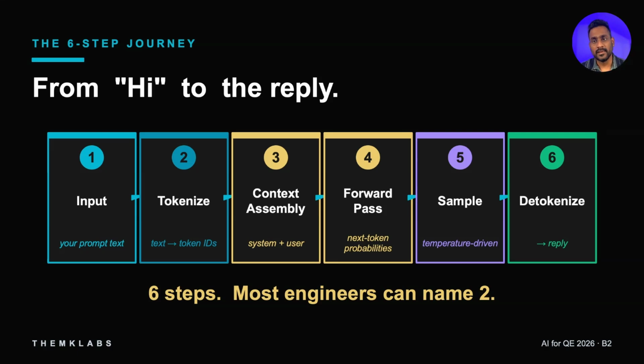Step 2, the text becomes token IDs. Step 3, context assembly. Your system prompt and your user message get stitched together. Step 4 is a forward pass. And notice I'm carefully not saying the model thinks. It doesn't. It computes next token probabilities, and that's all it's doing.